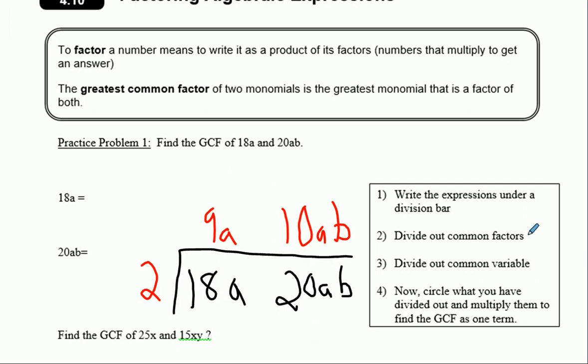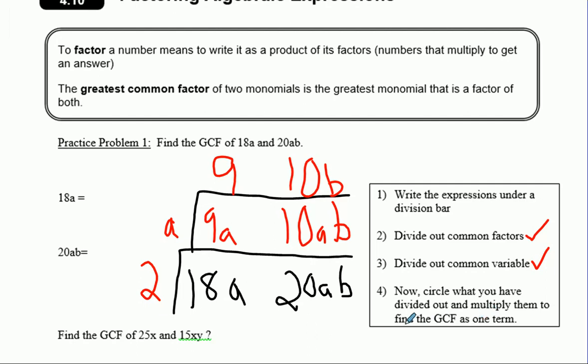But so we did this. We divided out common factors. So 2 was a common factor. It's something that divides both 20 and 18. But now let's divide out a common variable. If there's a variable in common, and this one happens to have a variable in common, the common variable is the letter a. So I'm going to divide out the letter a. When I divide it out, it really just means take it out of what's there. So 9 is left, and 10, the a is gone, but b is left. So I just divided out the common variable.